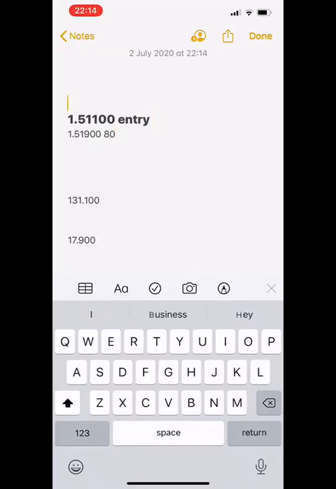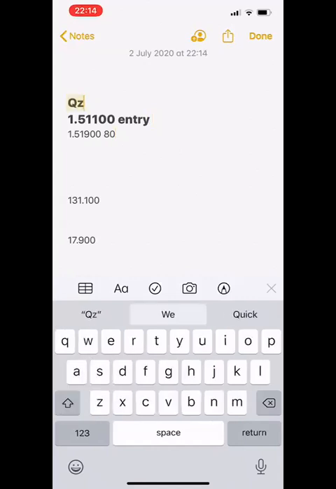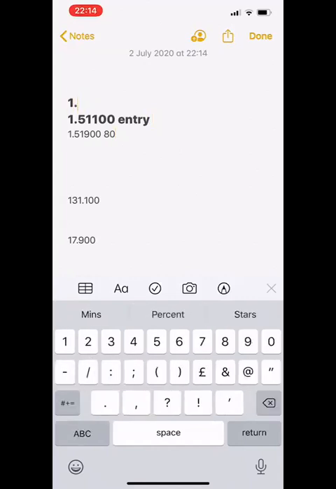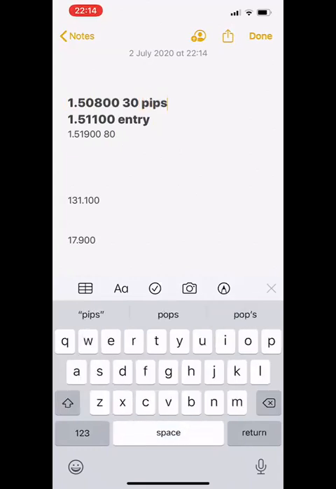My stop loss will be 1 point. Let me show you, so people understand. 1.5080, which is 30 pips. Proper 30 pips. Does this make sense? If this makes sense so far, put number 1 in the chat.